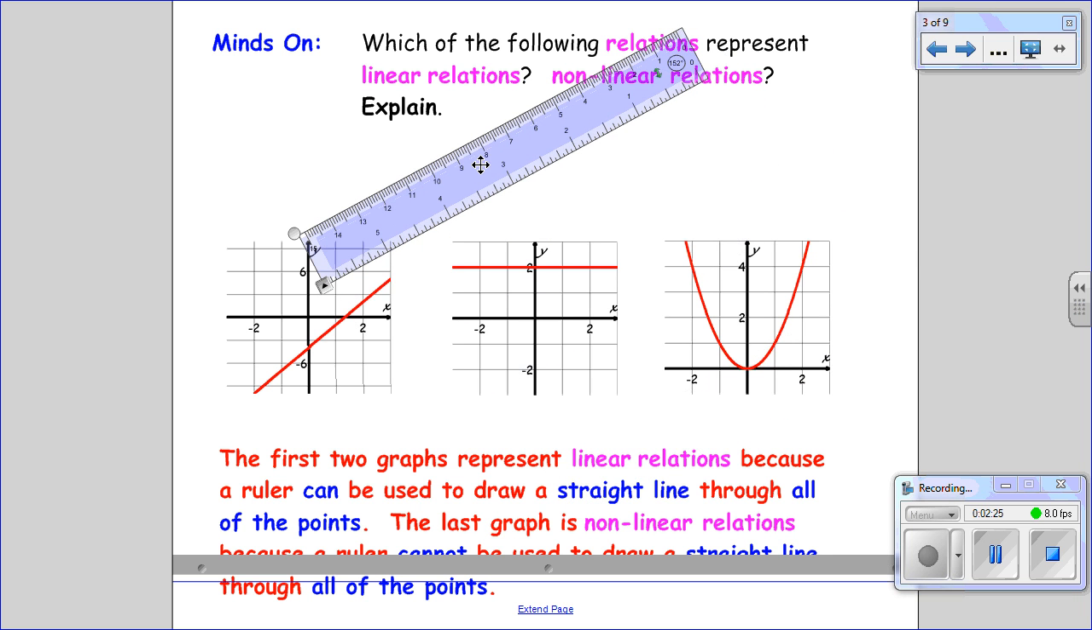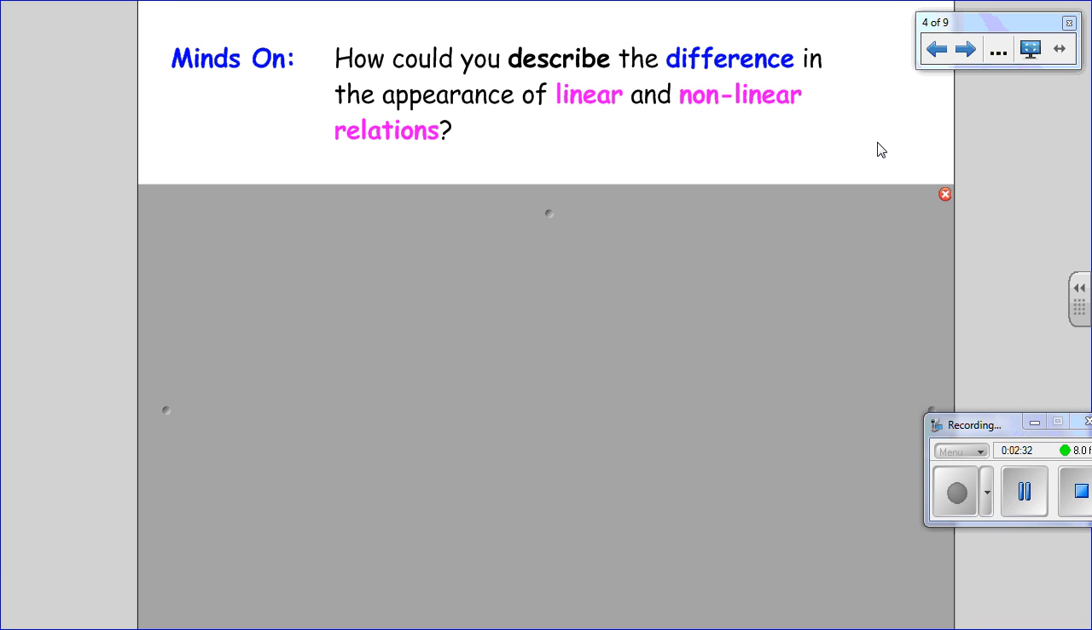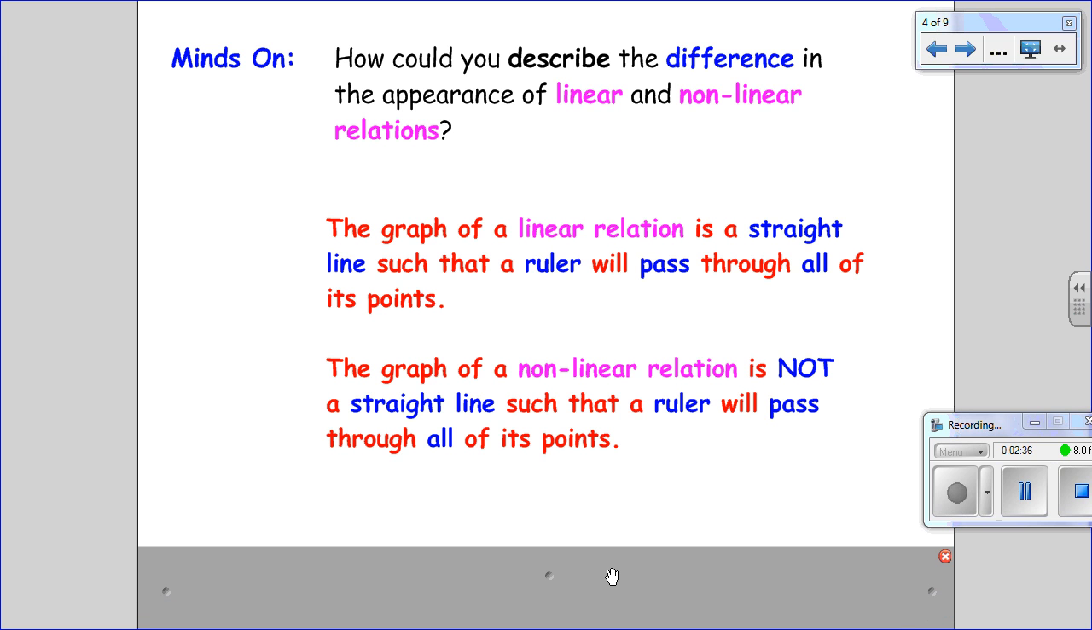We'll move the ruler out of the way here. Now, the big thing there was to describe the difference between the appearance of them. If it's a linear relation, I can pick up a ruler and pass through all of the points on the line. If it's not linear, that's not going to happen.